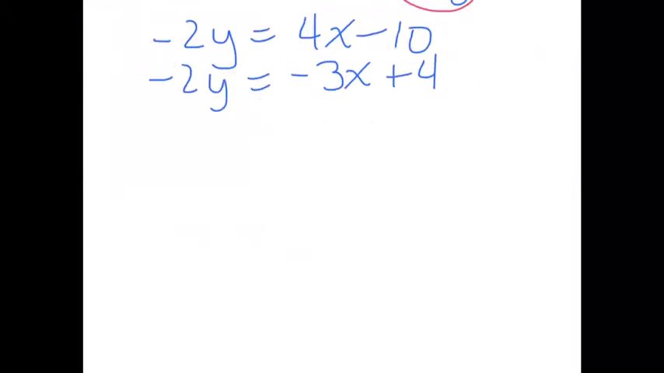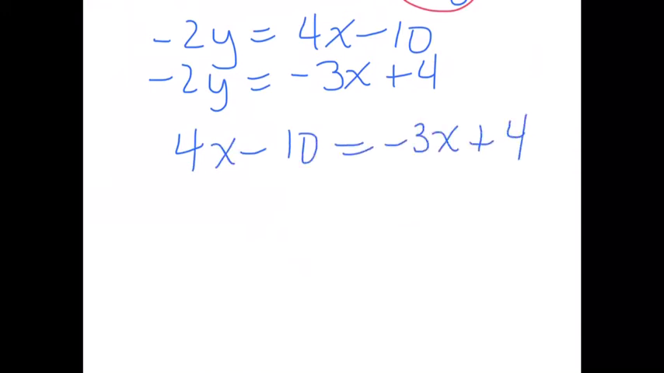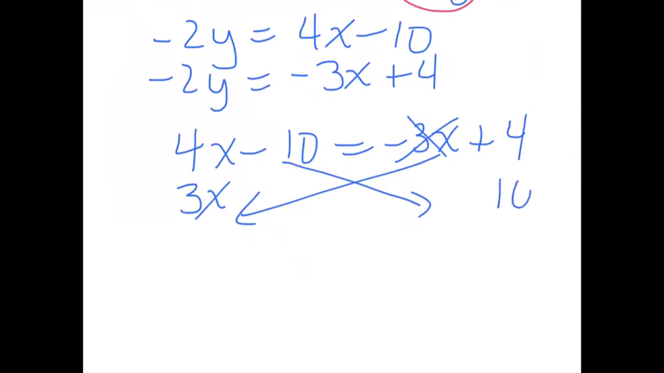All right, now we're back to if a equals b and a equals c, then b equals c, so I can say 4x minus 10 equals minus 3x plus 4, and I can crisscross this one here. That gives me 7x, bring my minus 10 over here, becomes positive 10, that's nice to work with. So 7x equals 14, oh charming, x equals 2.